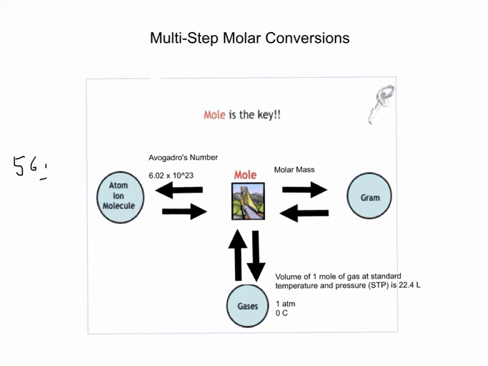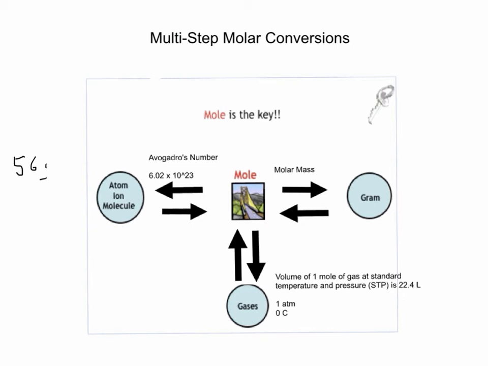Our table shows that if we start at mass, grams, we can't go directly to liters of gas. We actually have to pass through moles first. So we have to go from grams to moles, and once we get to moles, then we can convert to liters of gas. So this diagram is here not just to show you what we can convert to and from, but it gives you a guide of how to get from one unit to another.